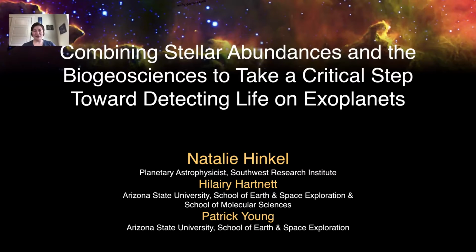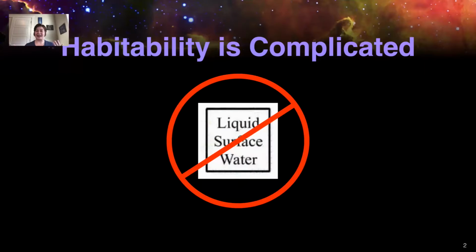Thanks to Bardan for the great overview on stellar abundances and how to use them to better understand the composition of their planets. So for this segment of the talk, I'm going to be taking it a step further to show how element abundances and the biogeosciences can come together to take a critical step towards detecting life on exoplanets. This work could not have been done without my esteemed colleagues, Hilary Hartnett and Patrick Young, both of whom are at Arizona State University.